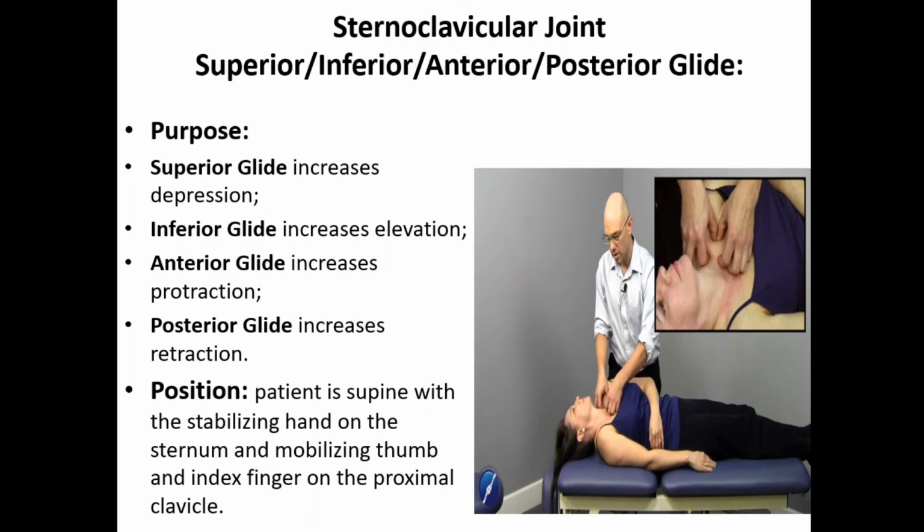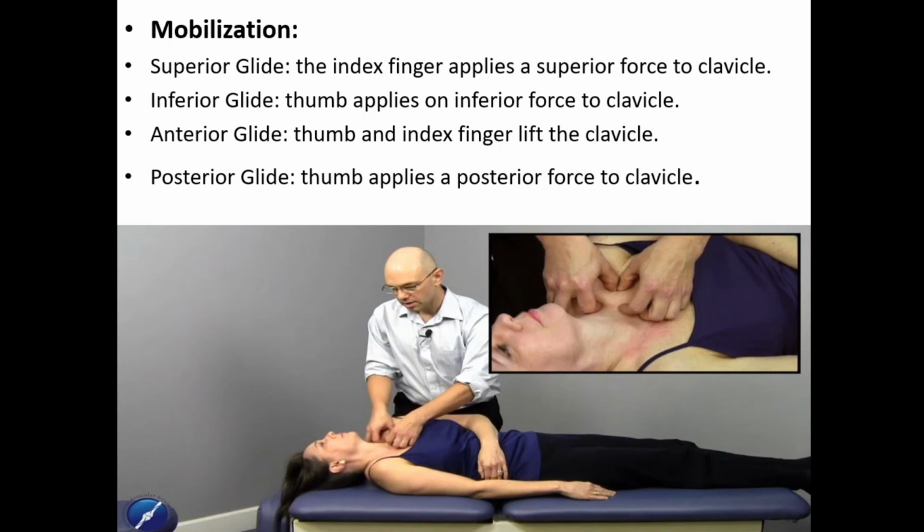Now in this glide, I am telling about the mobilization. Mobilization: superior glide, the index finger applies a superior force to clavicle. Inferior glide, thumb applies an inferior force to clavicle. Anterior glide, thumb and index finger lift the clavicle. Posterior glide, thumb applies a posterior force to clavicle.